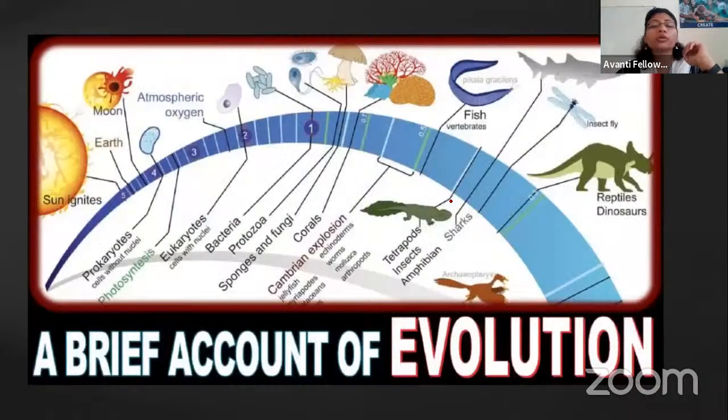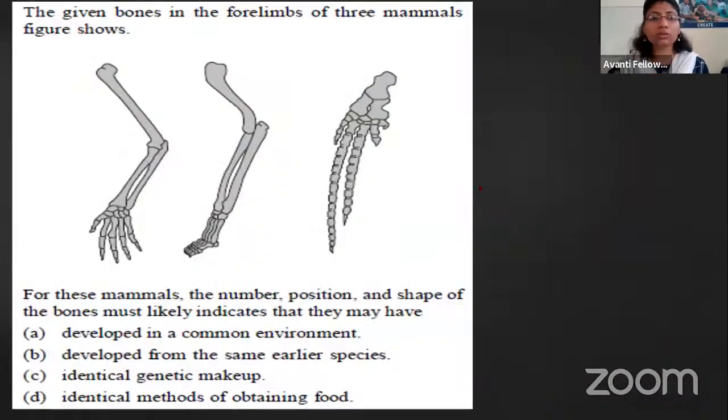Now let's move towards our last topic of the day and the last topic of this book, that is the account of evolution. As you know, the Earth originated 4.5 billion years ago, right? So from that time to this time, several eras have passed by.